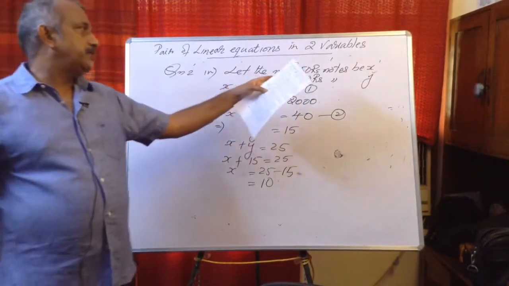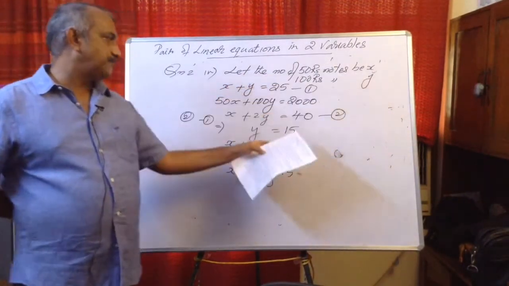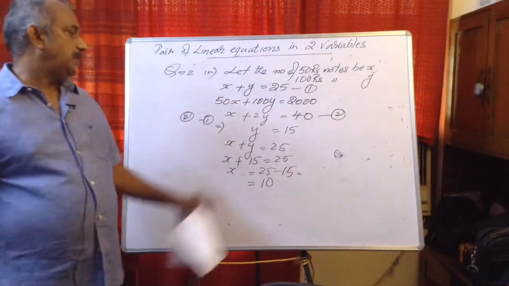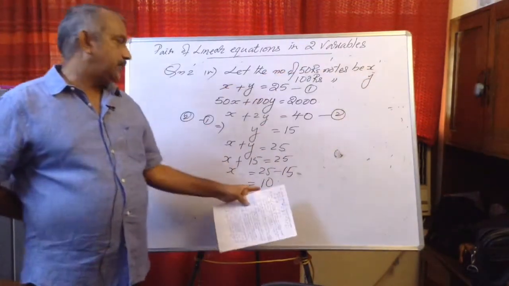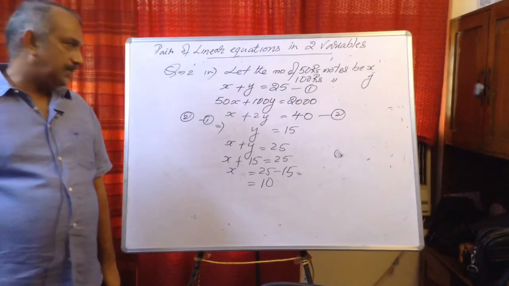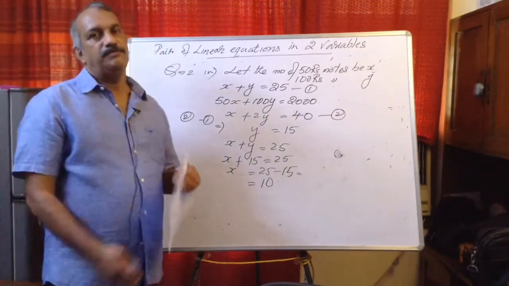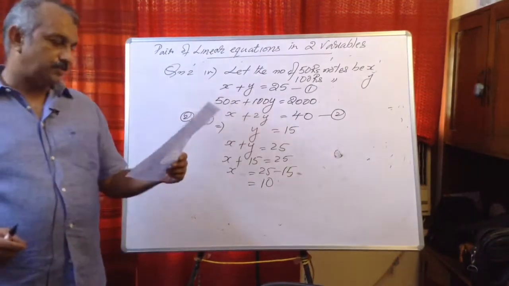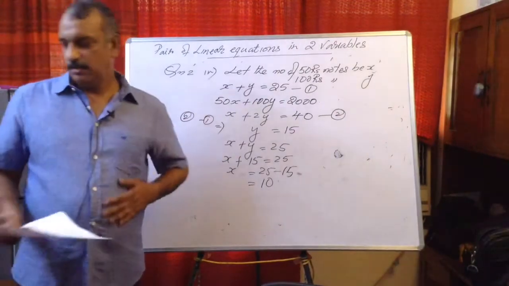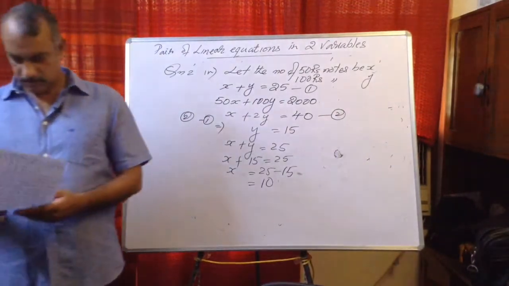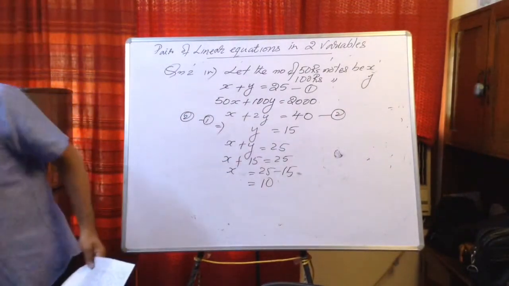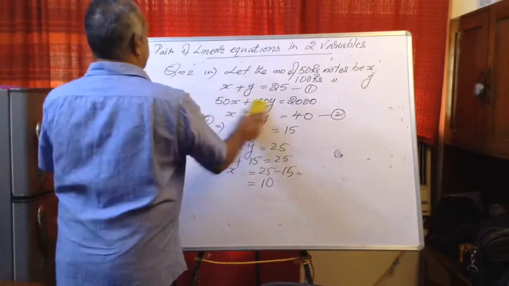So 100 rupee notes is 15, so 1500, and 50 rupee notes 10, so 10 into 50, 500, so 1500 plus 500, which is equal to 2000 rupees. So the answer, you can orally check whether the answer is correct or not. Now one more question is there. This is the same only.